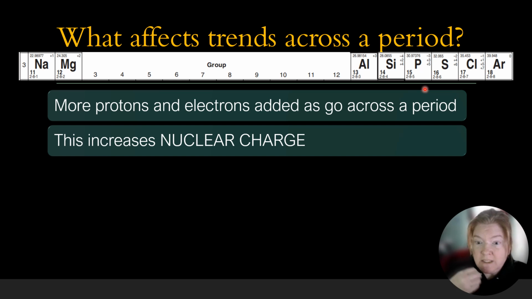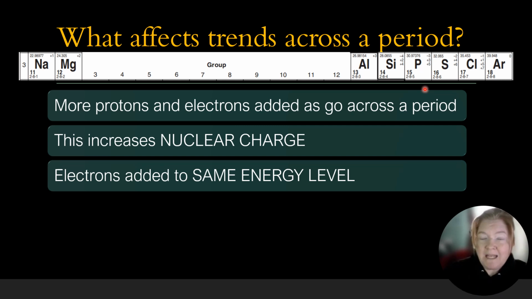But the nuclear charge is increasing. So that means this is having more and more protons added to it. But they're being added to the same energy level. So you can see sodium has 1 electron in the third energy level, magnesium has 2, aluminum has 3, silicon has 4, and so on.